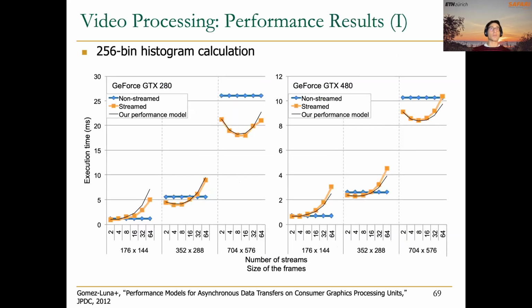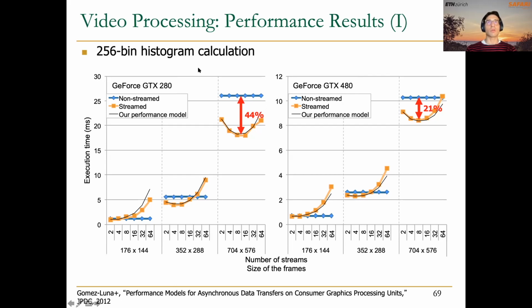Here you can see some performance results. This is execution time for different numbers of streams, in this case from 2 to 64, for a 256-bin histogram calculation of the frames of a video. We are using 3 different frame sizes, as you see. We are comparing the non-stream execution, the blue line, with the stream execution, the orange line. We also represent one performance model that we came up with. You can see how well this performance model adapts to the execution time of the stream execution. And you can see what large performance improvements we could achieve.